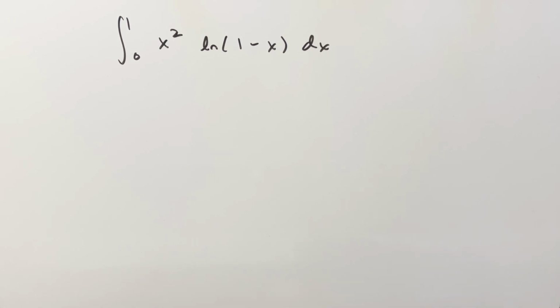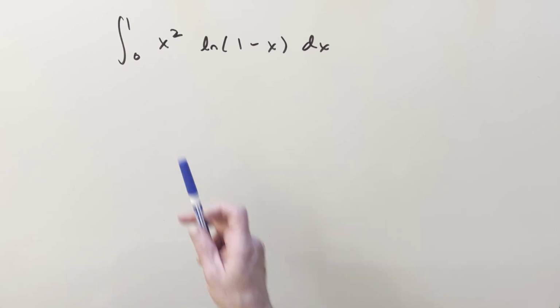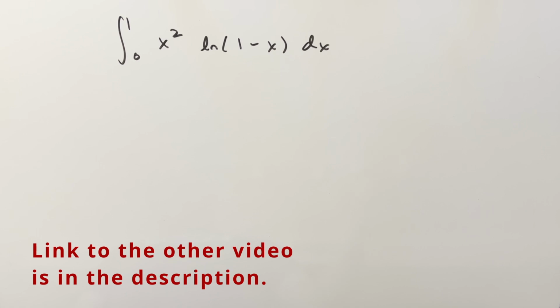Okay, we have today an interesting integral. We've got the integral from 0 to 1, x squared, natural log 1 minus x, dx. Now I'm actually going to do another video generalizing this, and that other video will have, I think, a couple different methods or alternative methods and some more information.